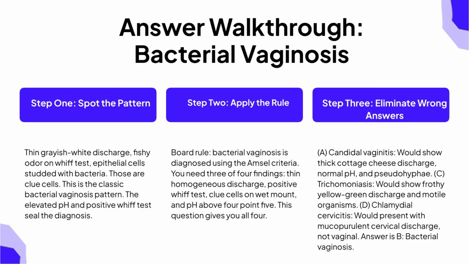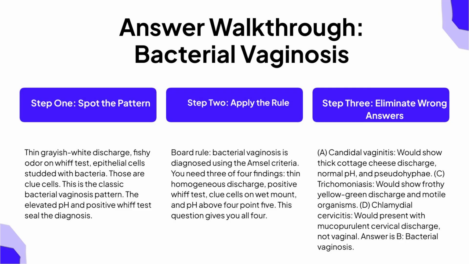Let us break this answer down step by step. Step 1. Spot the pattern. The stem gives us thin, greyish-white discharge, a positive whiff test, and epithelial cells studded with bacteria. Those studded cells are clue cells, which are the hallmark of bacterial vaginosis. Step 2. Apply the rule. Bacterial vaginosis is diagnosed clinically using the Amsel criteria. You need 3 out of 4 findings: thin, homogeneous discharge, positive whiff test, clue cells on wet mount, and a vaginal pH above 4.5. This question hands you all 4 criteria.